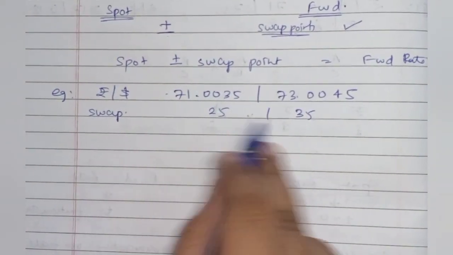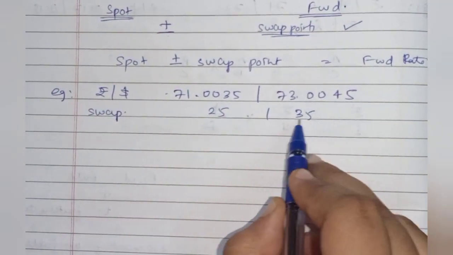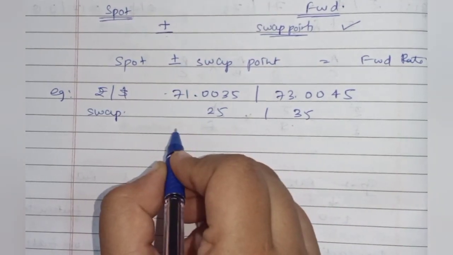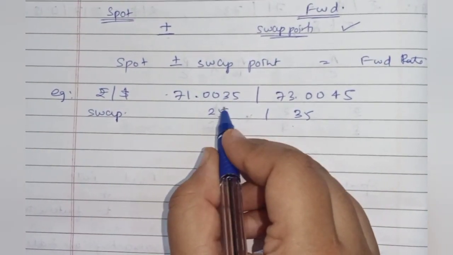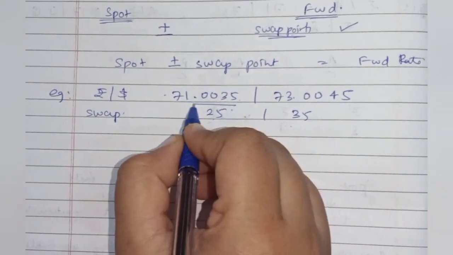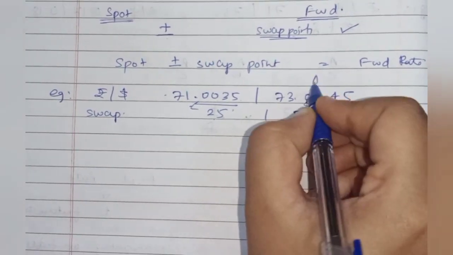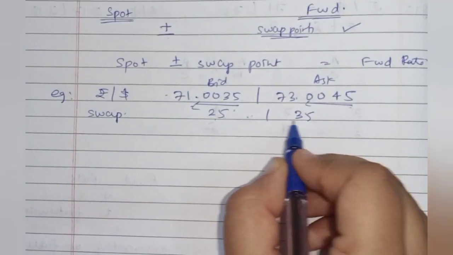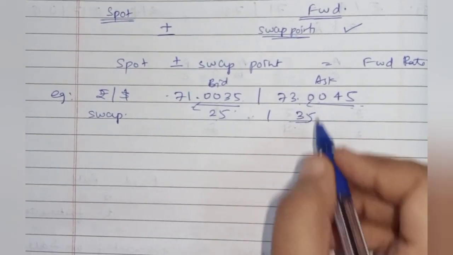These are the swap points, and these are written from the decimal point. Even if they are given in 2 digits, you have to write it as 71 dot, and this 25 will either be added or deducted. So we have to look at it from right to left. Similarly in this case also, this is the ask rate and this is the bid rate. You have to make the calculation by considering these swap points from the right to left in the decimal section.